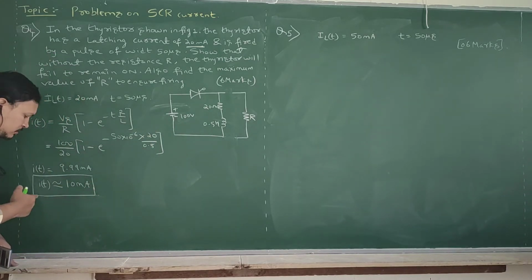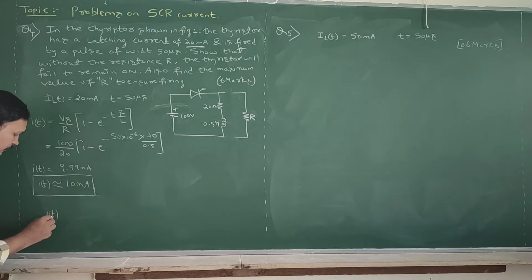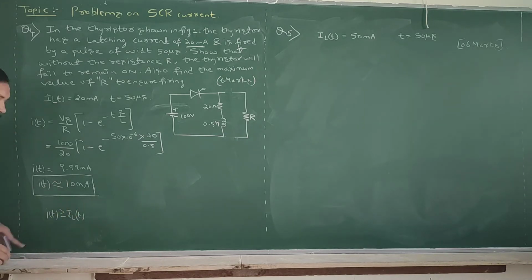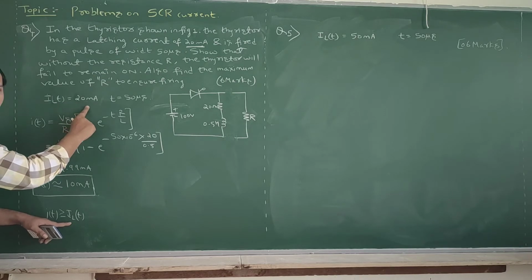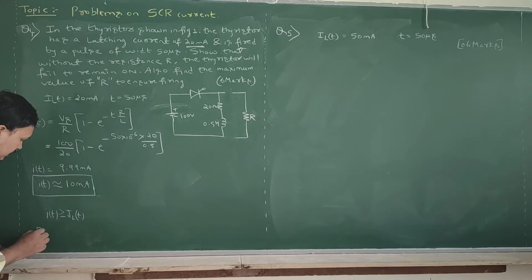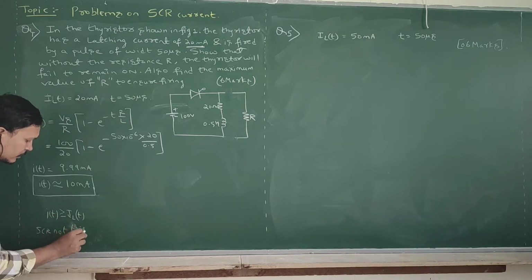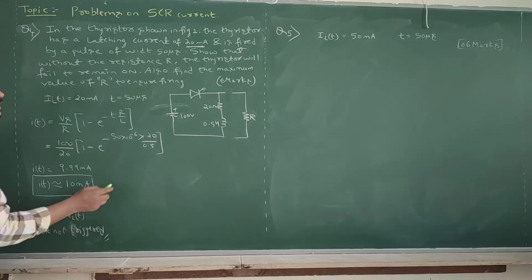SCR will turn on? What is the condition to trigger the SCR? Your I of t value greater than or equal to the latching current. What is the latching current? 20 milliampere. What is the circuit current? 10 milliampere. Therefore, SCR will not trigger. SCR not fired, SCR not triggered. So we already showed this. Not triggered.